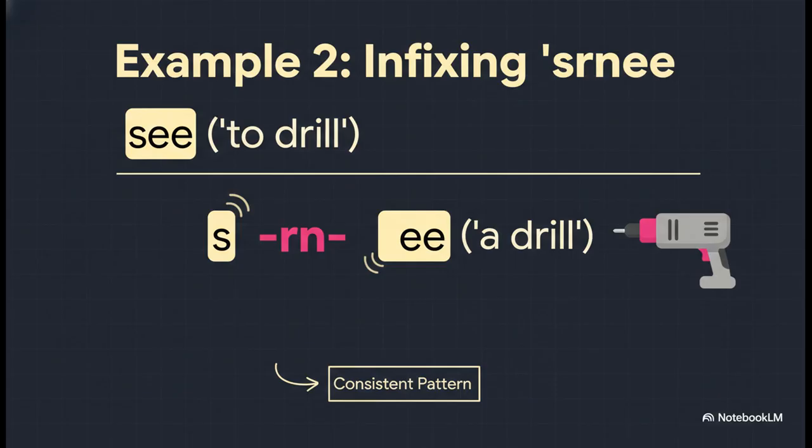We see the exact same pattern right here. The verb see, which means to drill, becomes srini, a drill, just by inserting that same rn infix. It's a totally predictable, elegant system, just like the one we use for prefixes and suffixes.